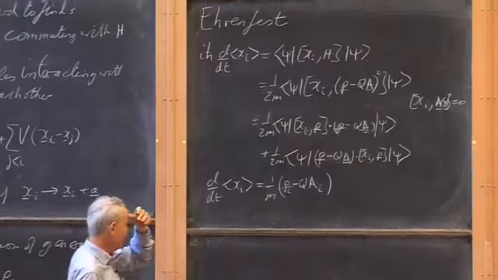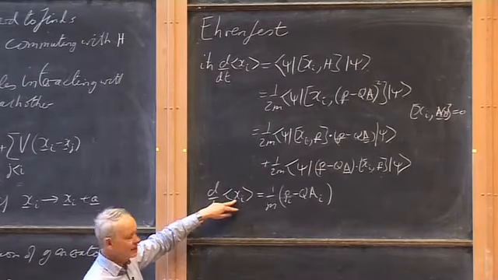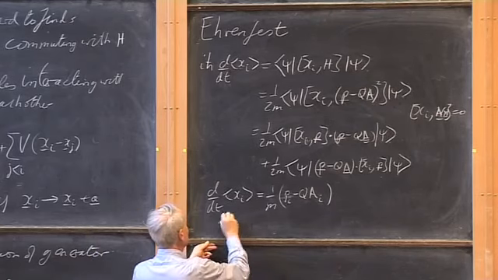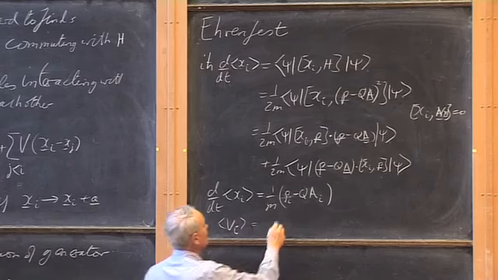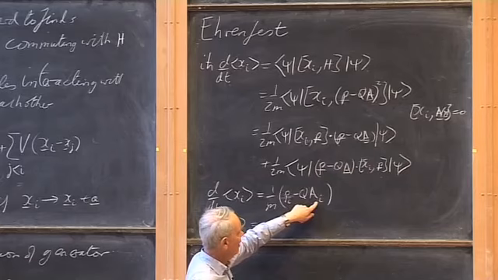So what this is telling us is that the classical velocity, because the rate of change of the expectation value of the position is what we would call the classical velocity, the expectation value of the velocity if you like, is not equal to the momentum over m. It's equal to the momentum minus qA over m.